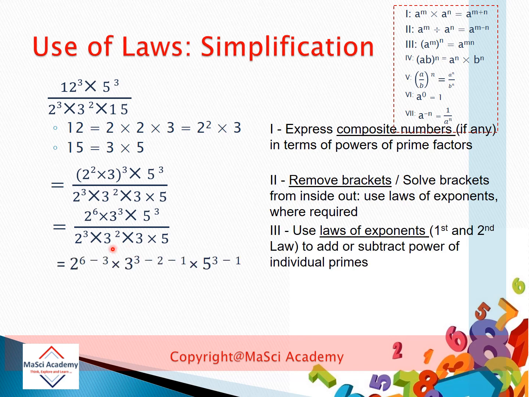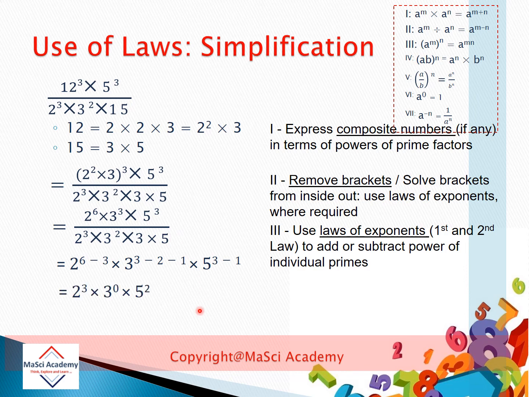The next step is to add up all the powers, collecting the powers of the same base. 2 to the power 6 is in the numerator and 2 cube is in the denominator. So we say it is 2 to the power 6 minus 3. 3 cube is in the numerator and we have 3 square into 3 in the denominator. So this becomes 3 to the power 3 minus 2 minus 1. And then 5 to the power 3 minus 1.